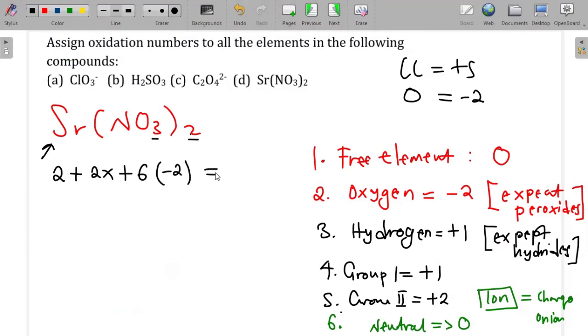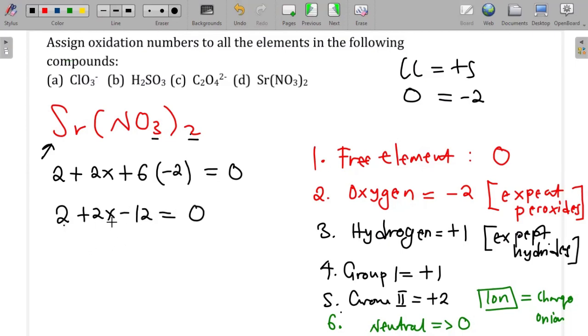And this will just be equals to what? Okay, this will be equals to 0, because there's no charge on this compound. So it will be 2 plus 2x minus 12 is equals to 0.